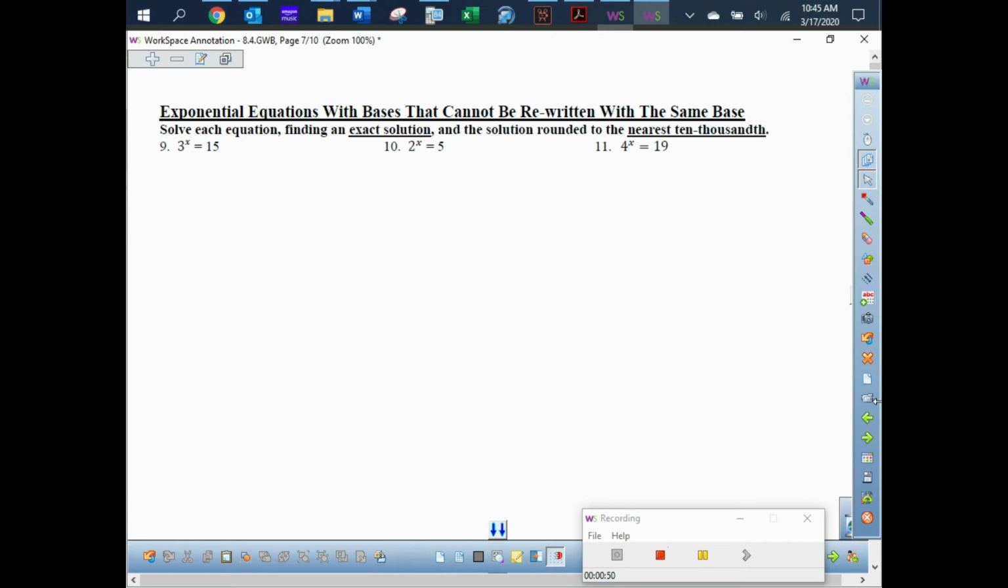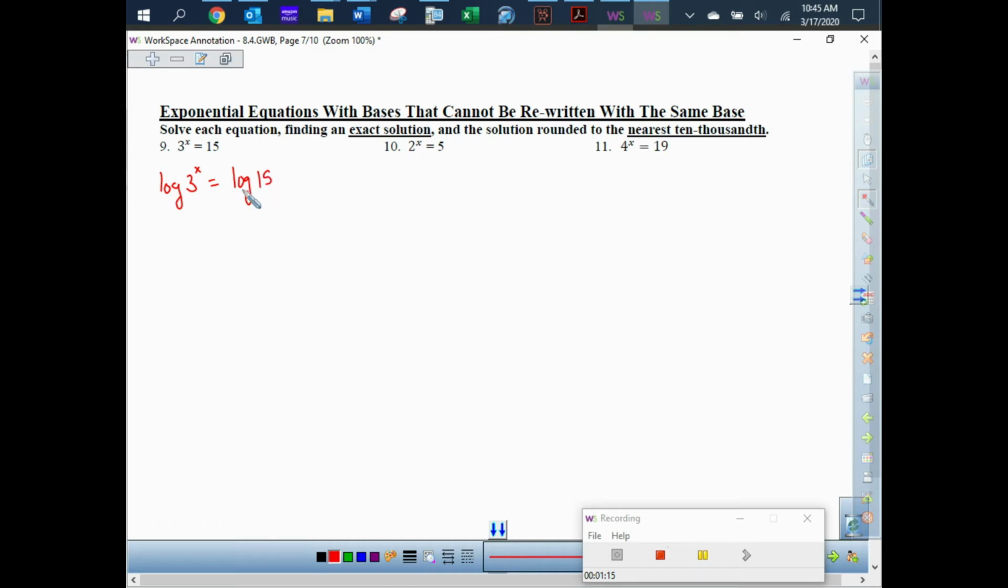All right, now we're going to solve some more exponential equations, but these bases cannot be rewritten with the same base. So like 3 and 15. 15 is not a power of 3. So we've got a real simple idea. This is what logarithms were invented for, when you can't rewrite them with the same base, we're going to log both sides. So what we do to one side, we can do to the other. Do you see how I've totally just logged both sides?